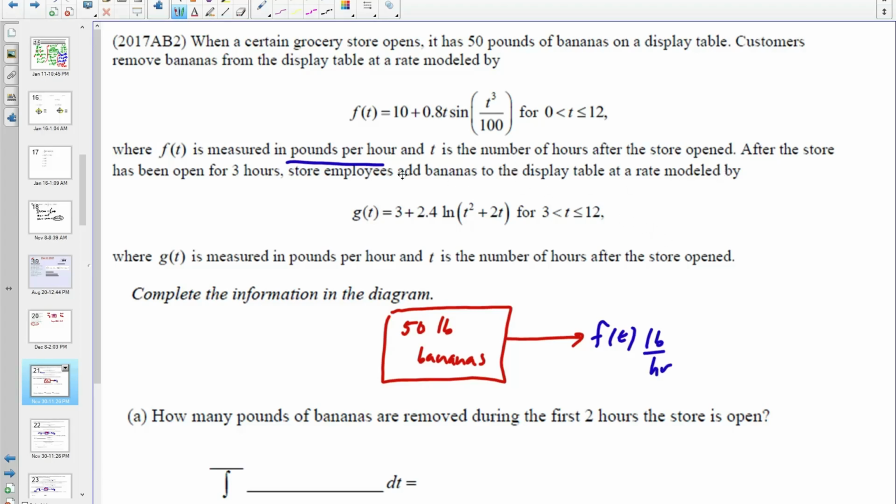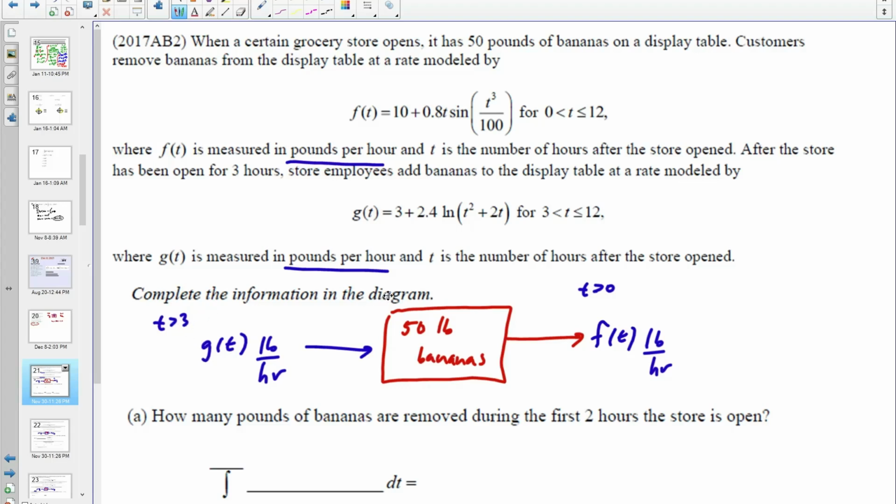Here t is the number of hours after the store opens, so it's when time is greater than 0. After the store has been open for 3 hours, employees start adding bananas to this display. So there's a rate in, and the rate that we're adding bananas is G(t), also in pounds per hour. However, this doesn't happen until t is greater than 3. So G doesn't start until t is greater than 3.